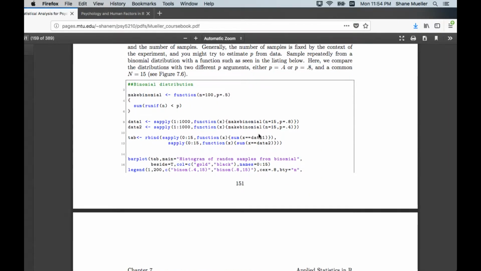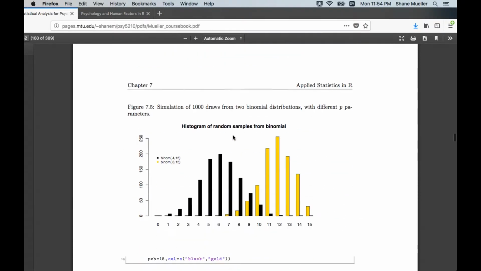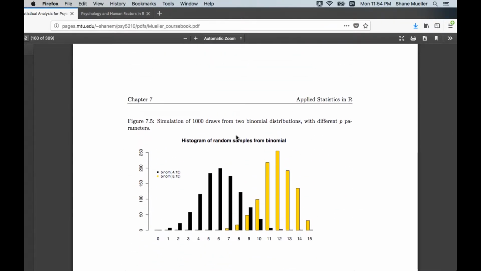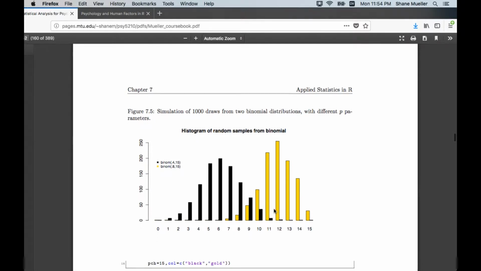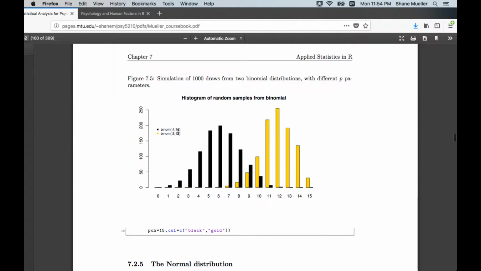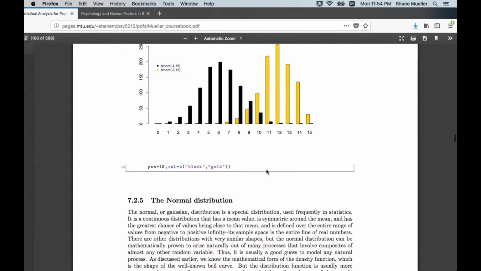The distribution for coin flipping, the number of coins that reach heads out of n, is binomial. Here's another example of binomial, of an unbiased and a biased coin. Here, out of 15 coin flips, if the bias for heads is 0.4 versus 0.8, this is what the distributions look like.